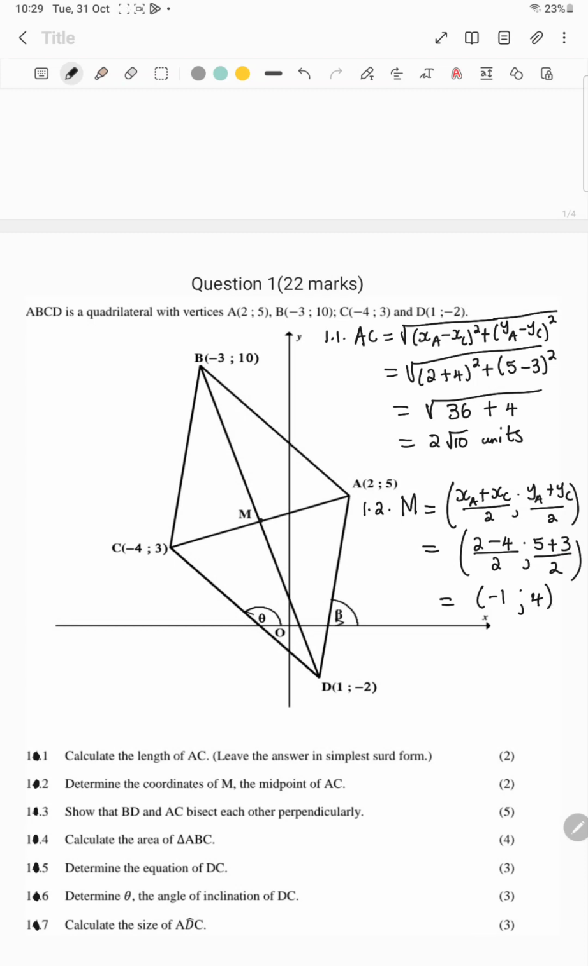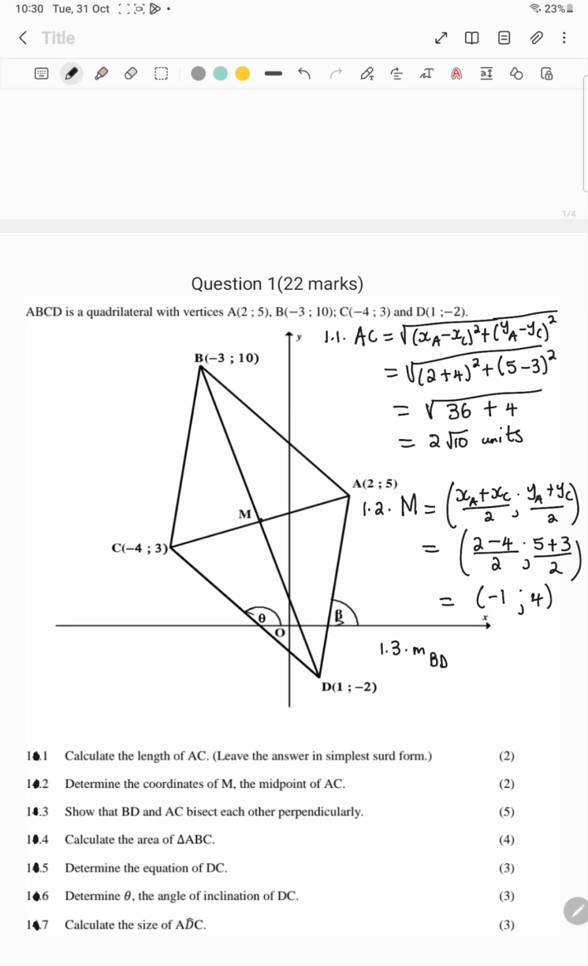And then 1.3 says show that BD and AC bisect each other perpendicularly. For a question of this nature, you need to know that for two lines which bisect each other perpendicularly, the product of their gradients needs to be equal to negative 1. So I'm going to start off by calculating the gradients individually. Let's go.